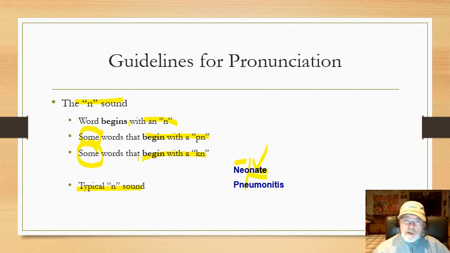Pneumonitis. So here's a PN sound. It begins pneumonitis with a typical N sound. Itis, inflammation. Pneumo means lung. So pneumonitis is basically another word for pneumonia. It's a medical term for pneumonia.